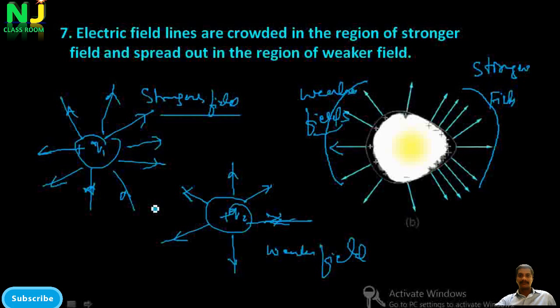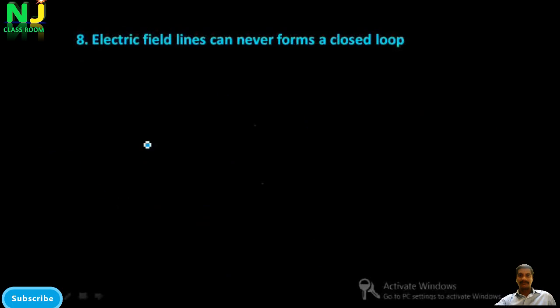So weaker fields are represented by fewer lines, and the spacing between the lines is more. Stronger fields are represented by more lines, which are crowded, and their separation is very small. Now let us go to the next property: electric field lines can never form a closed loop.